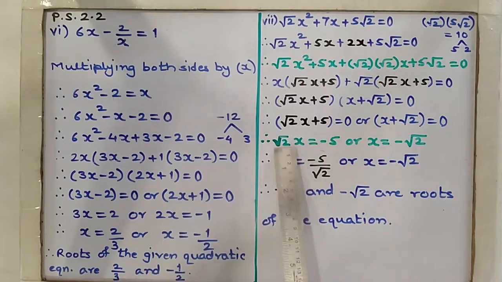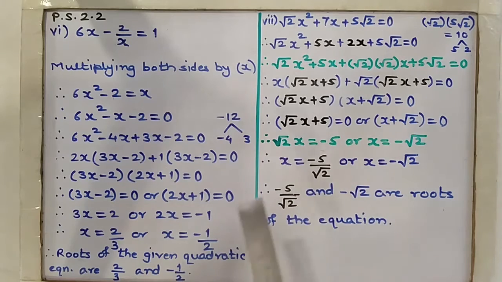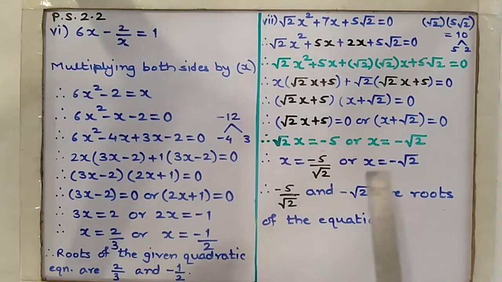Now from here root 2 will go on the right and you will get the value of x as minus 5 upon root 2 or x is equal to minus root 2. So therefore minus 5 upon root 2 and minus root 2 are roots of the quadratic equation.